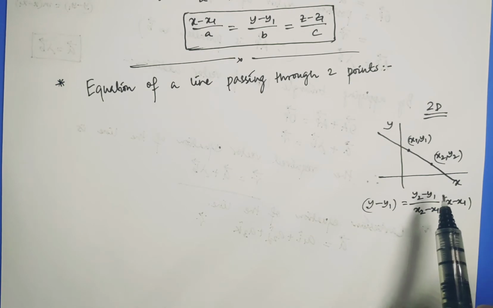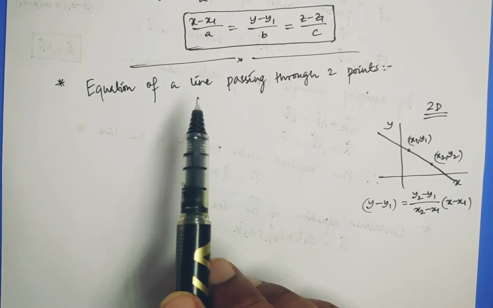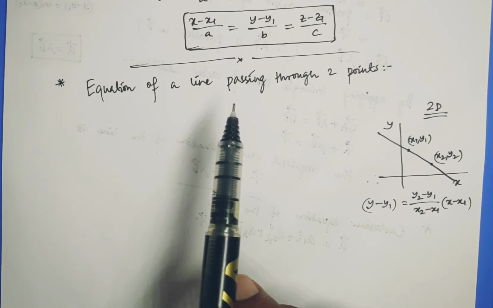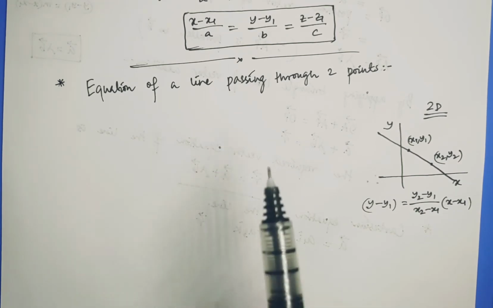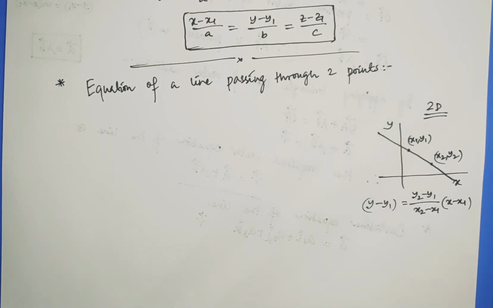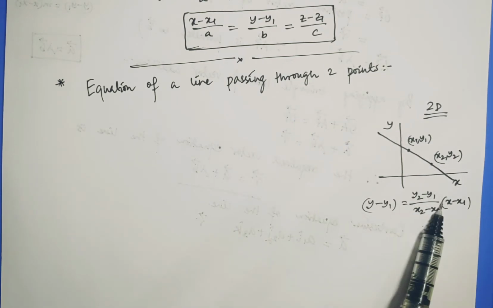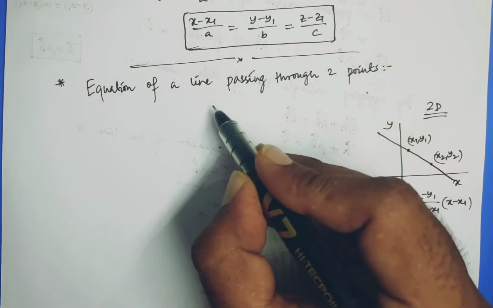Understood? Clear? So the same thing we will be doing in 3D. You see, in the previous one, a point was given and a direction, a parallel vector, was given, but in here there is no parallel vector. So we have to create a parallel vector with these 2 points, just like we create the slope with these 2 points. Understood? So we have to get the idea of it.